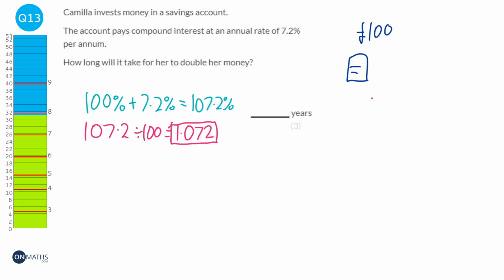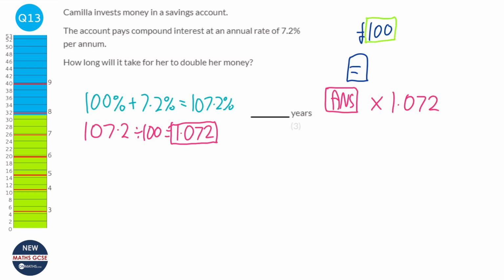Then what I'm going to do is times the answer, so I'm going to press the ANS button, times 1.072. Okay, so I'm going to talk you through that again. So we're going to put the 100 into our calculator, then press the equals button, and then type in answer times 1.072. Now, every time we then press the equals button, we're going to increase the number by 7.2%.